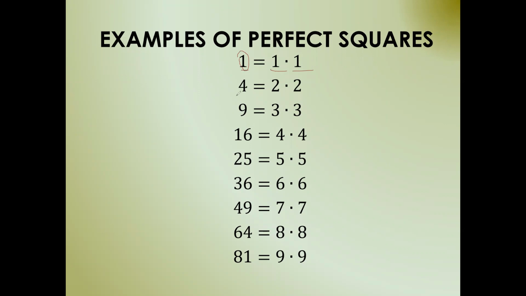Ganon din yung 4. So 4 is the result of multiplying 2 times 2, or multiplying 2 by itself. So if this is a perfect square, then this one is the square root. Kung si 4 ay perfect square, ito naman ay square root. Ito ay perfect square, ang square root niya ay 3. Itong 16 ay perfect square, yung square root niya ay 4. Ang tawag dito ay perfect square roots na radicand kung nilalagay natin siya sa loob ng radicals.